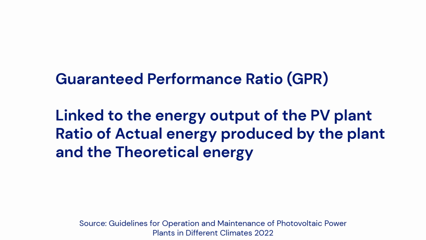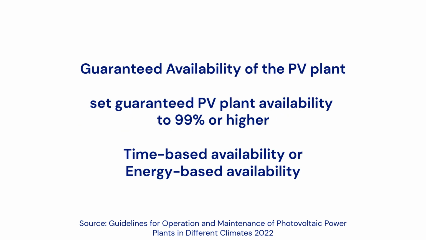The second most common KPI in O&M contracts is the guaranteed availability of the PV plant. This is also expressed as a percentage. It is important to distinguish between plant availability and overall availability that includes grid outages. From the O&M operator's point of view, only plant-level availability is relevant, since grid issues are outside their control.